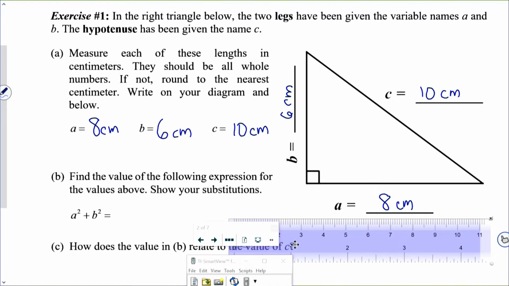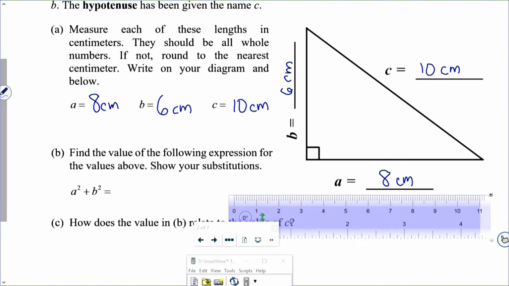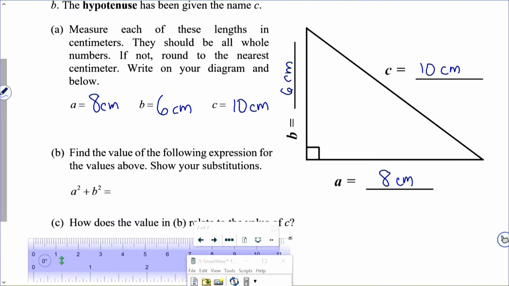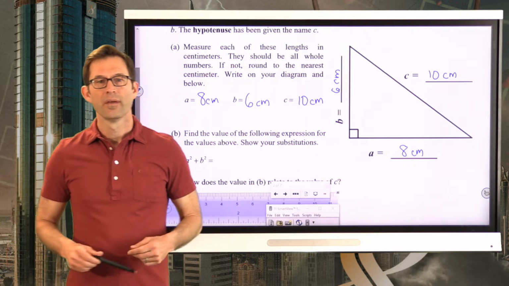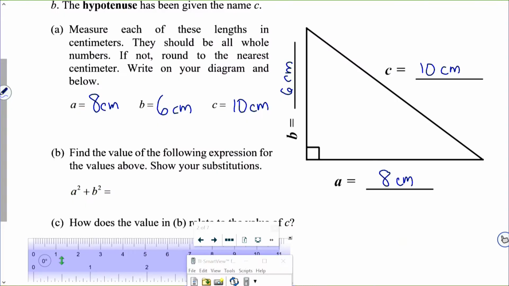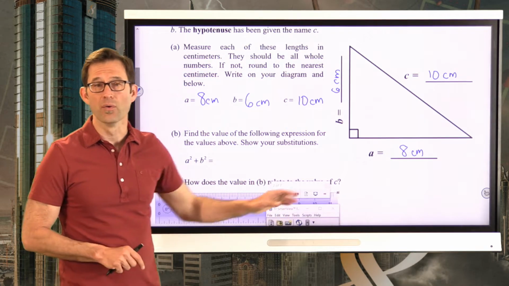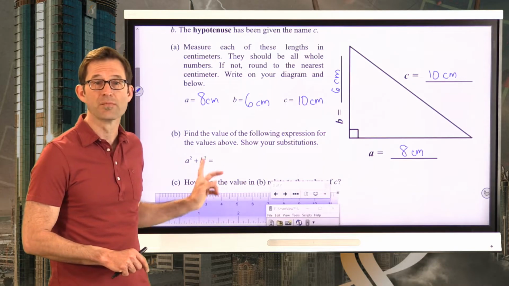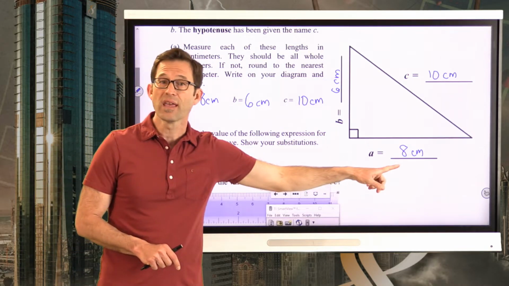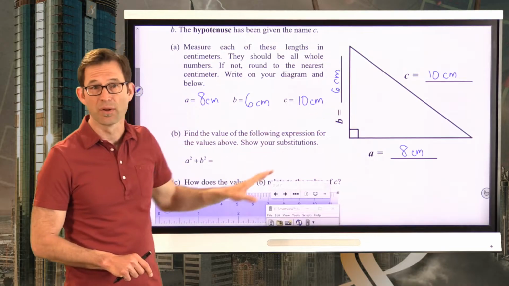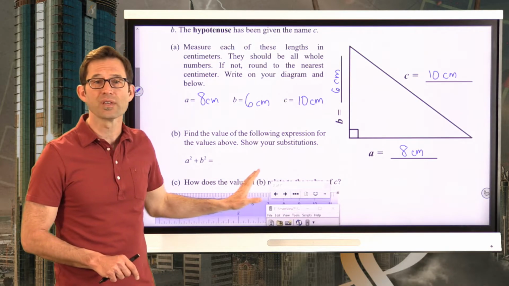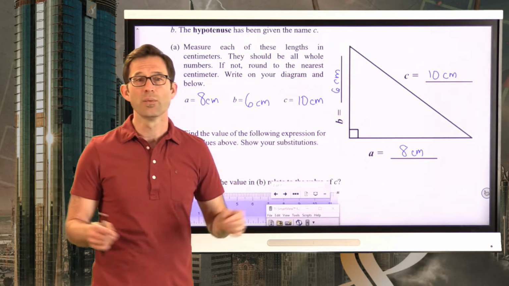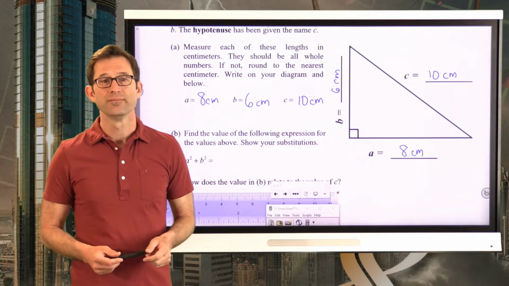All right. Now, let's take a look at letter b. Find the value of the following expression for the values above. Show your substitutions. Okay, so very clearly, all I want you to do is figure out the value of a squared, a to the second, plus b to the second, when a is 8 centimeters and b is 6 centimeters. So just throw those two numbers into this formula and see what you get when you evaluate the expression.